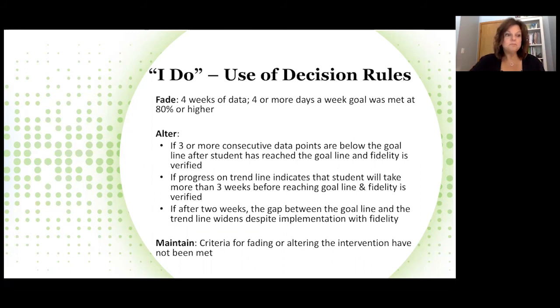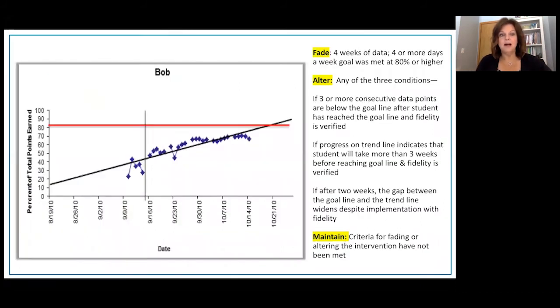Okay, so let's go ahead and look at Bob. Here's Bob's data, and on the right side of the screen are just the same decision rules that we just covered.